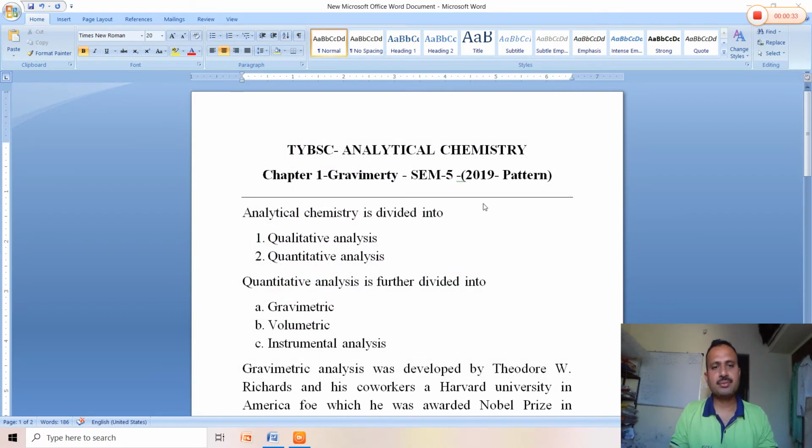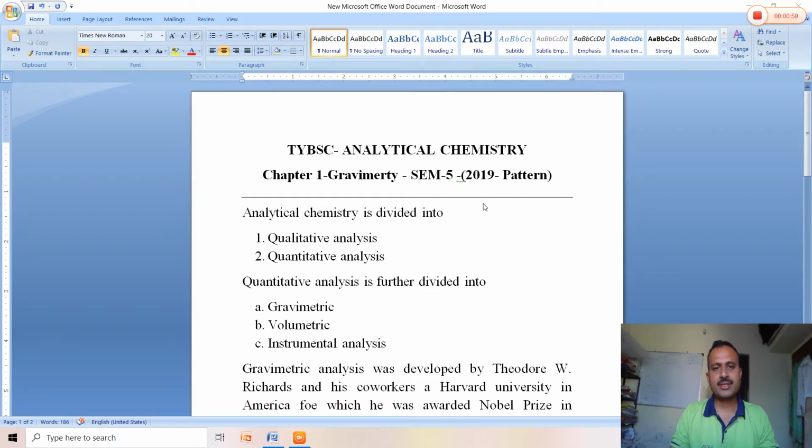Let us go towards the main core of this chapter. Now here, gravimetry is basically a method based on the determination of the mass. The principle of gravimetry lies in the statement that gravimetry is the quantitative method where determination is done about the weight, and the isolation of the weight is done in as pure a form as possible.